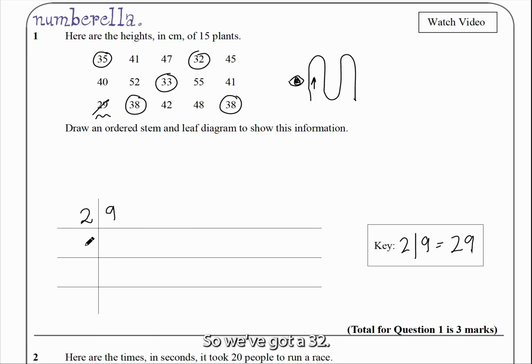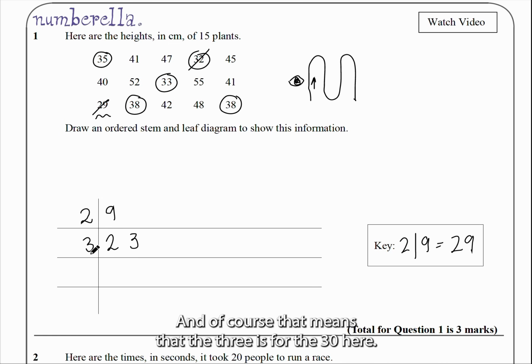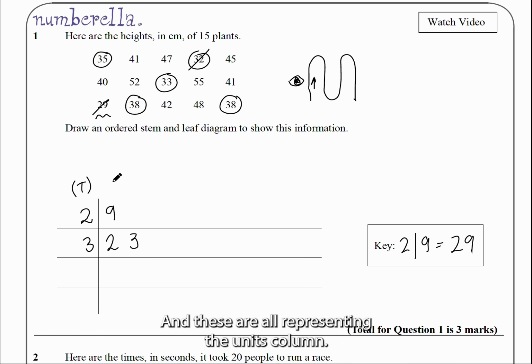Now, for the 30s, let's find the smallest one. So we've got a 32. That's going to be there, 32. I'm going to cross it out once I've done it. We've got a 33. So I'm going to write the 3 there. And of course, that means that the 3 is for the 30. Here, this is really representing the tens column, and these are all representing the units column. So that's 33.